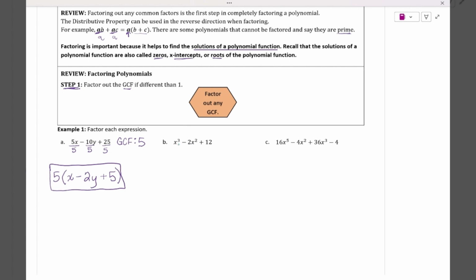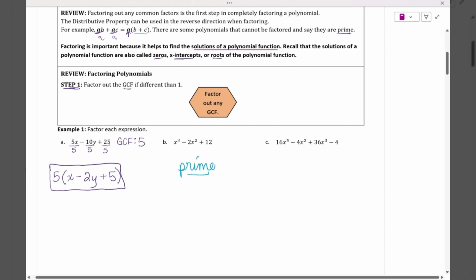Well, let's look at the variables. I have an x to the third. I have an x squared. And my last term has no variable parts. So I don't have any variable parts in common. I don't have any coefficients in common other than 1. So I can't factor anything out. The rest of the polynomial cannot be factored any further either. So I say that this polynomial is prime. Okay. So we can move on to our example C here.